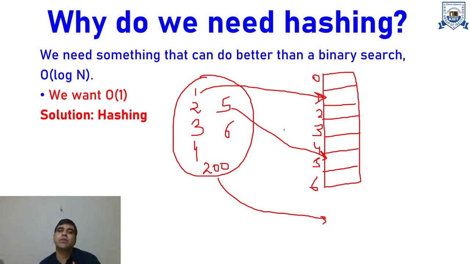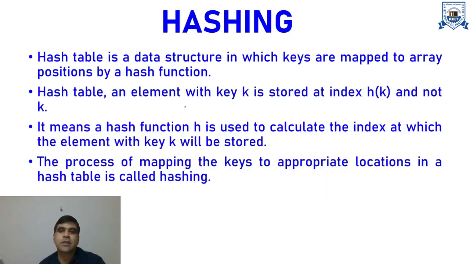So we must use some other method to map the key values from the set of keys to the data structure. This data structure, this array, we call a hash table. We need some function to map these key values to one of the addresses. So let's come to hashing.